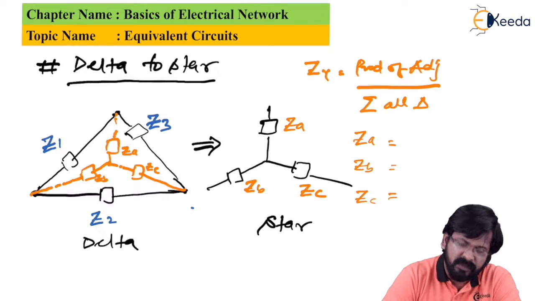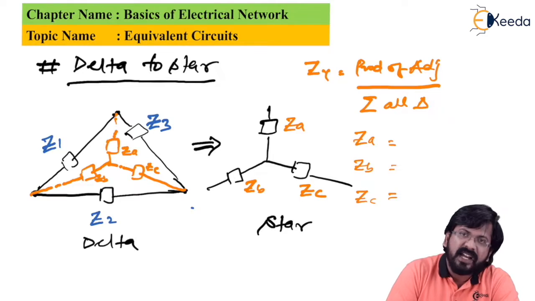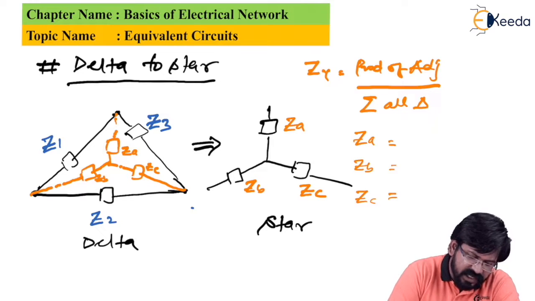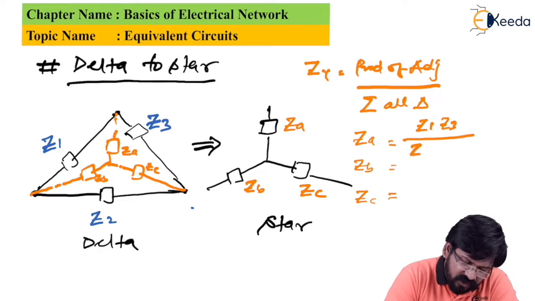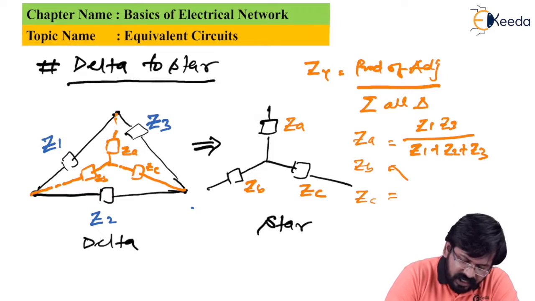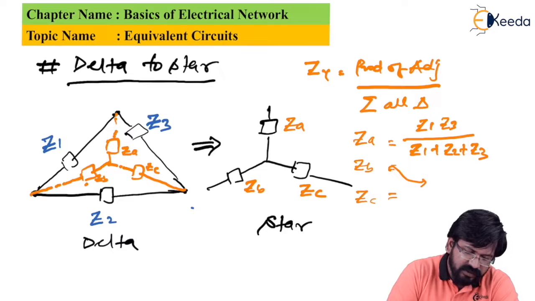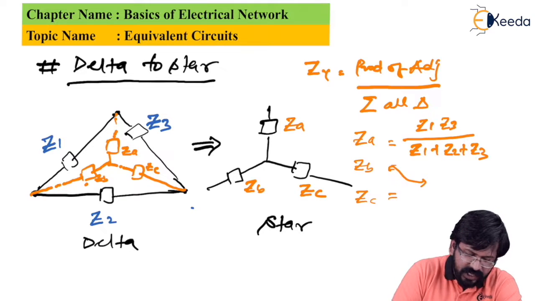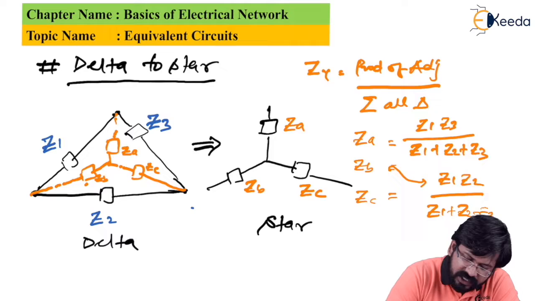Product of adjacent impedance means when I have drawn this star inside this delta, for ZA, adjacent impedance can be taken as Z1, Z3. So according to the formula, ZA will be equal to Z1, Z3 divided by summation of all, which says Z1 plus Z2 plus Z3. Similarly, for ZB, which is situated here, adjacent to them is Z1 and Z2. So I can write Z1, Z2 upon Z1 plus Z2 plus Z3.